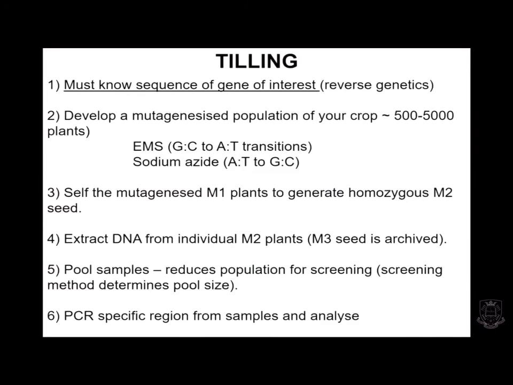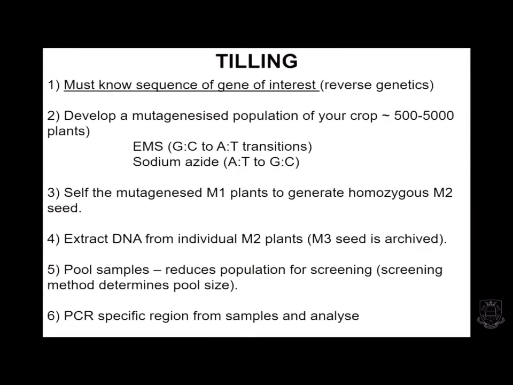So you go through this process. You mutagenize your plants. You self them. So what you need is M2 here, because you're trying to generate homozygotes. And then the really big part of this is you have to extract DNA from all of these plants. What you're going to try and do is genotype them for your gene of interest. So you extract the DNA from all these individuals.